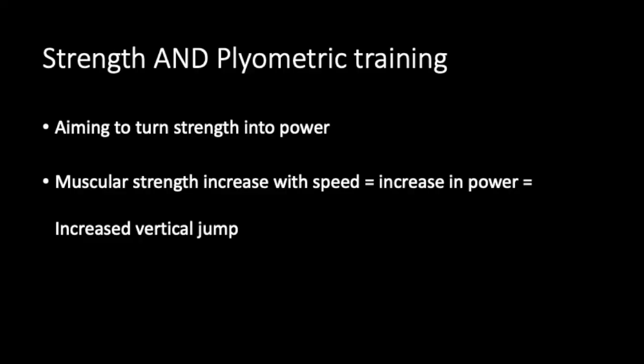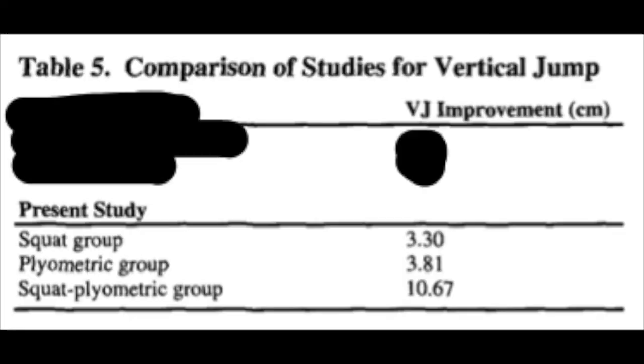To maximize our plyometric training, we need a combination of muscular strength training and plyometric training. When training, we are aiming to turn strength into power. This muscular strength increase with the incorporation of speed equals an increase in power, which leads to an increase in our vertical jump. This table illustrates the results of plyometric training. The results show that plyometric training in combination with squat strength training produce the best results by far when trying to increase your vertical jump.